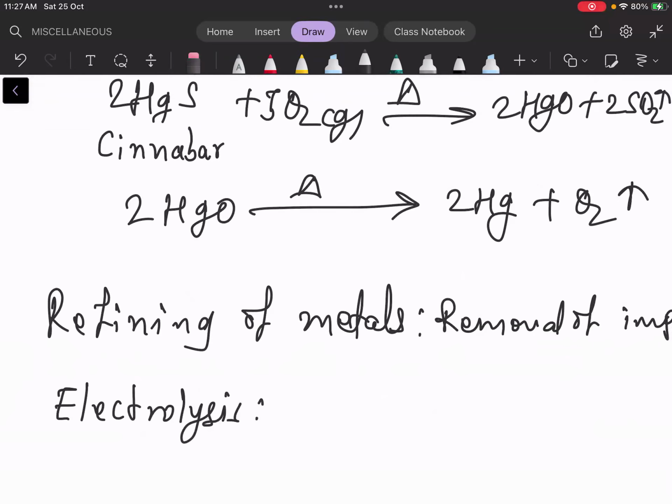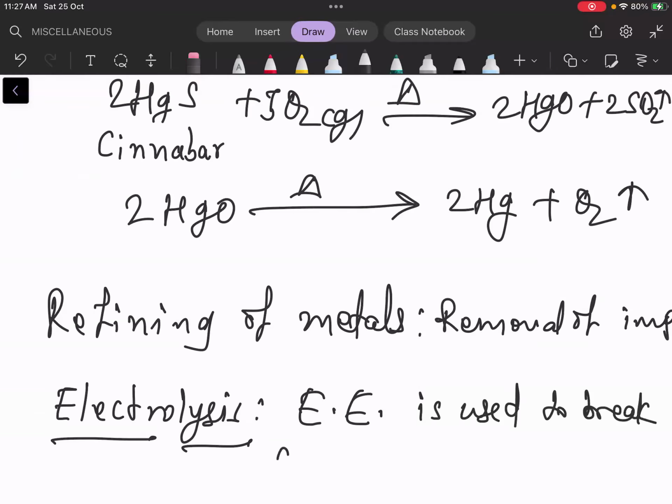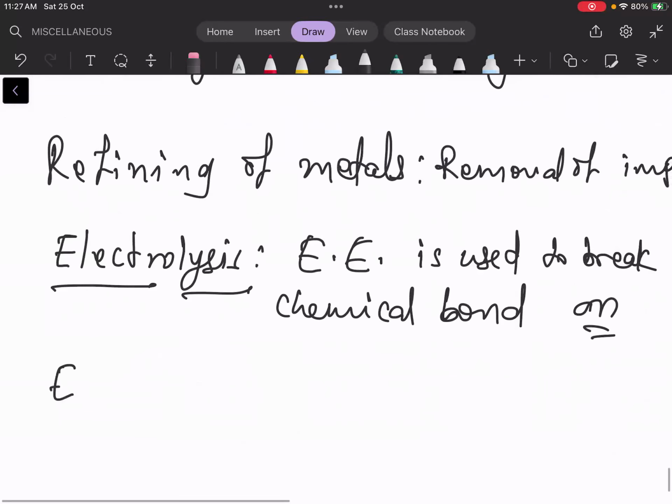Now, what is electrolysis? Electro means electrical energy. Lysis means breaking. So electrical energy is used to break chemical bonds. Electrolysis is a process in which electrical energy is converted into chemical energy.